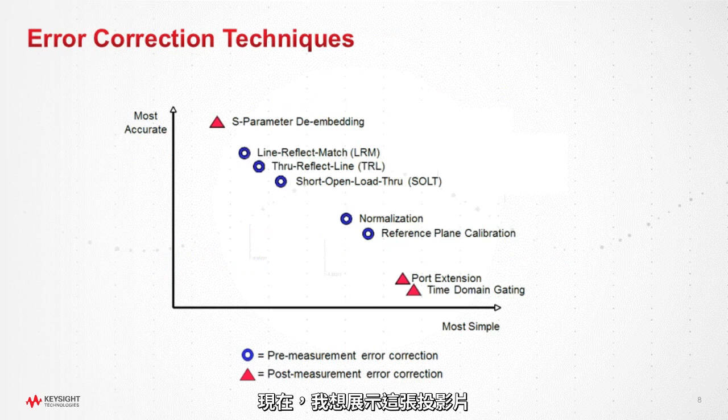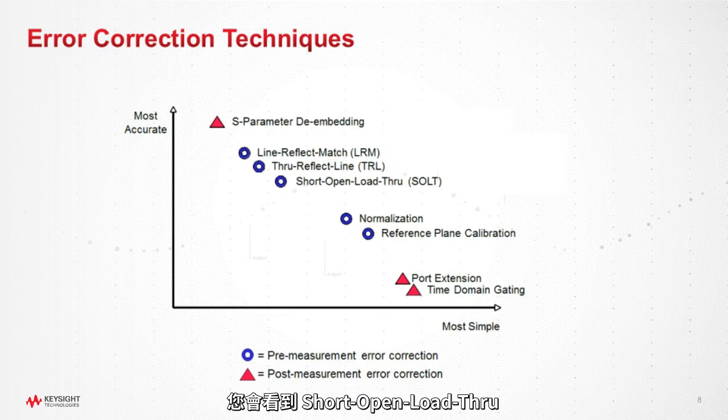Now, I like to show this slide just because it gives us a model of how to think of the multitude of error correction techniques that can be employed. Many of these terms are misused, and the nomenclature can be confusing. It seems like an alphabet soup. But let's start by just thinking of 2 main categories of error correction: pre-measurement error correction and post-measurement error correction. The blue circles are pre-measurement, and these are things that we refer to normally as calibration.